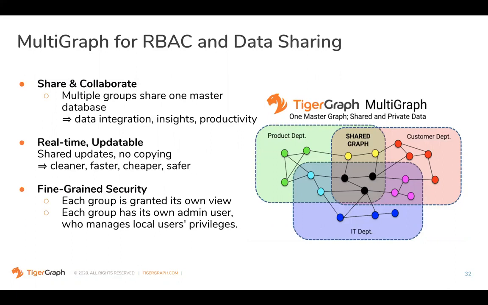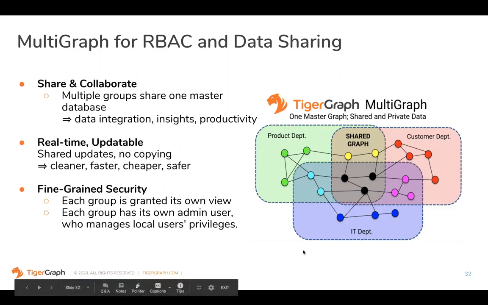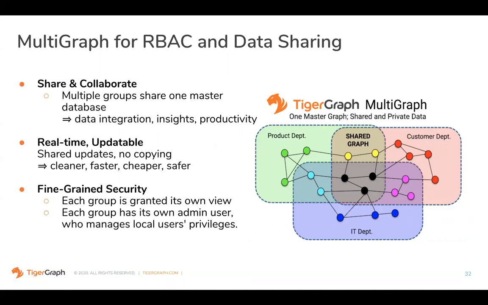And as the picture shows, you can have regions like the product group. They have some data which is only theirs. They have some data which they share with IT. They have some data which they share with the customer department. And they have some data which all the teams can see. And you can very easily define very sophisticated combinations of both private and shared data.